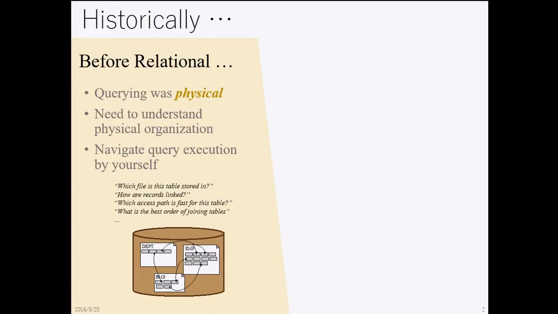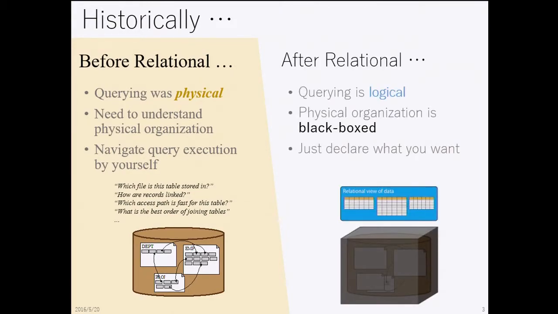Before relational database system, or before relational data model, querying was physical activity. Physical means you have to know where data is stored, how data can be retrieved, and you have to navigate yourself by programming. But the invention of relational data model has changed the situation. Relational model separates the logical data view and the physical data organization, and querying became logical activity. So physical aspects of database system are black boxed, and what users have to do is just declare what users want.